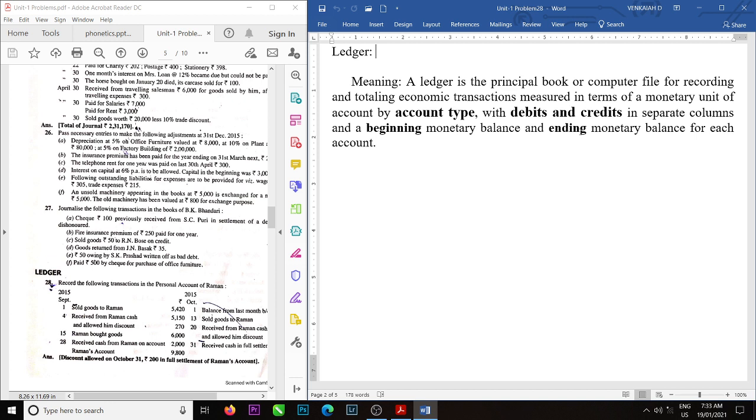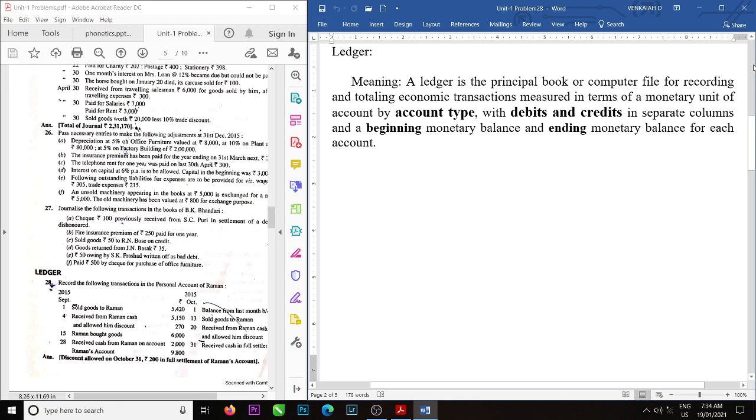Now we are practicing the preparation of ledger accounts with the help of problem number 28. In the same manner as earlier with journal entries, in this problem also we prepare journal entries. Based on the journal entries, we develop an account called the Raman account. We prepare the Raman account. In addition to that, we prepare the cash ledger account also.